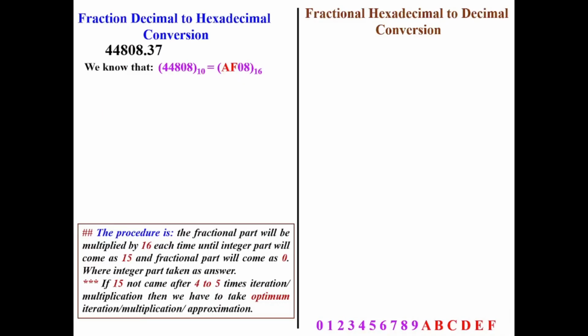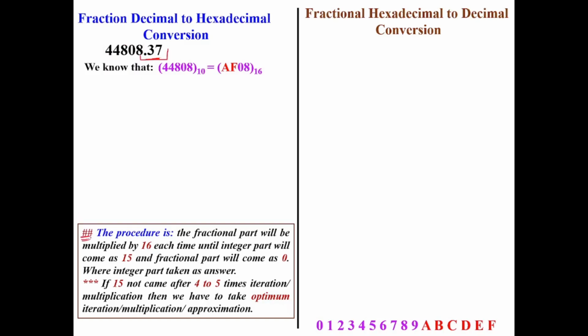Here the given fractional decimal number is 44808.37. We have to convert this to hexadecimal. In our previous slide we converted this decimal number to hexadecimal, and we found the answer is AF08. Now we are going to convert the fraction part, that is 0.37, to hexadecimal.